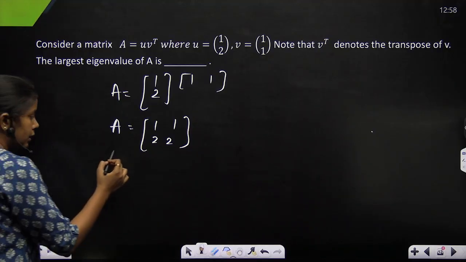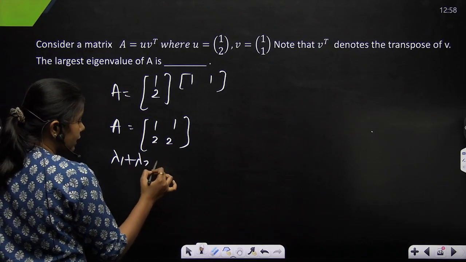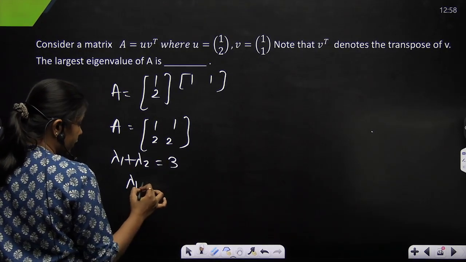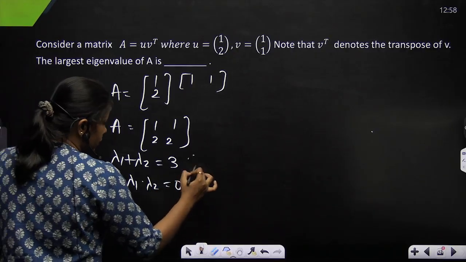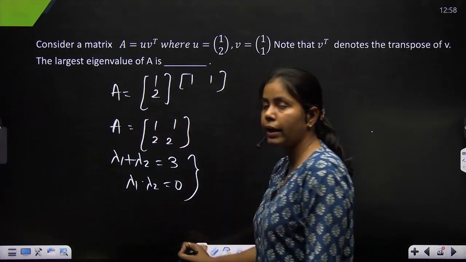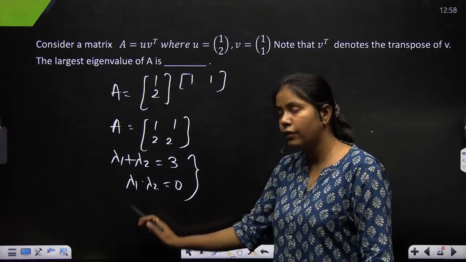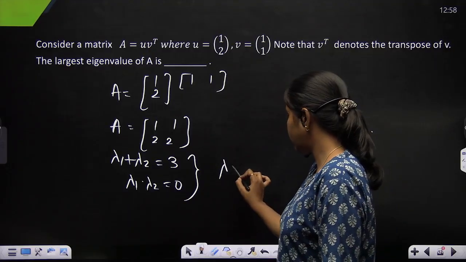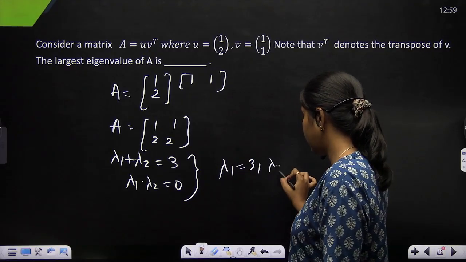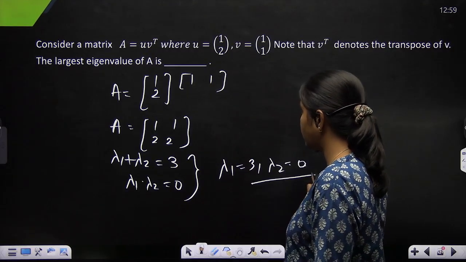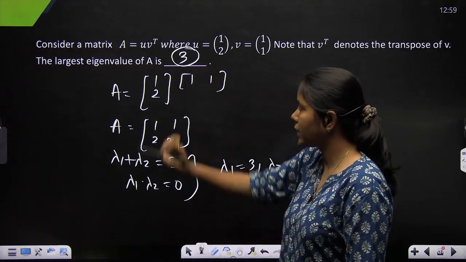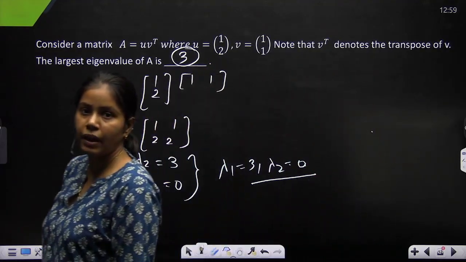Now I need to find out the eigenvalues. Lambda 1 plus lambda 2 is 3, because I find it easier, so I do it this way. And lambda 1 into lambda 2 would be 0. What are the possibilities that the sum is 3 and the product is 0? Product 0 will come only if one of the eigenvalues is 0. So let's take lambda 1 as 3, lambda 2 as 0. So 3 and 0 are the eigenvalues. They are asking for the largest, that would be 3.